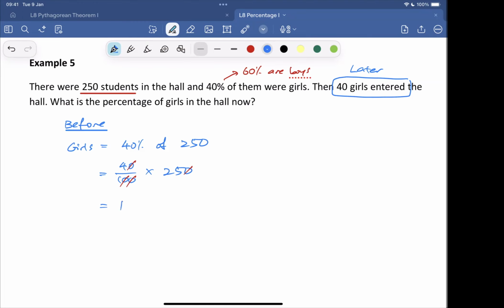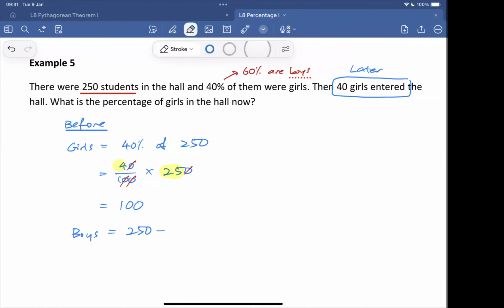1000. No. What's the answer? Oh wait, 100. Yes, 100. So now I know that there are 100 girls. How many boys are there? 60%. You don't need to care about 60%. 250 divided by 100.